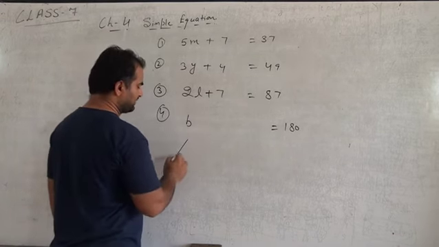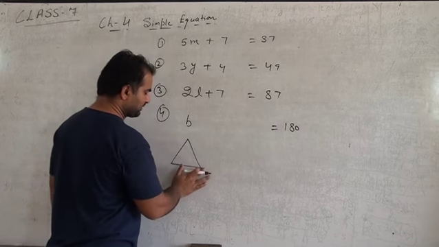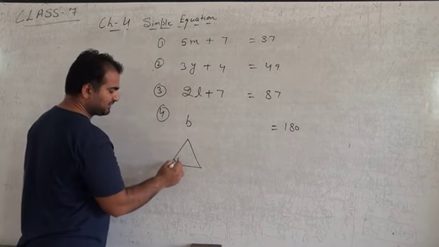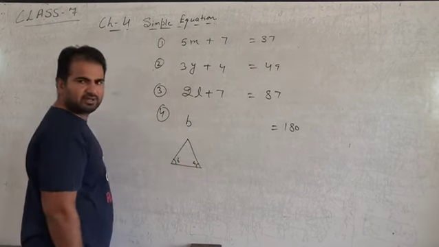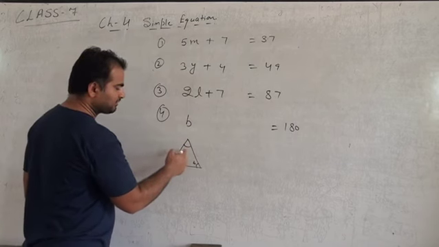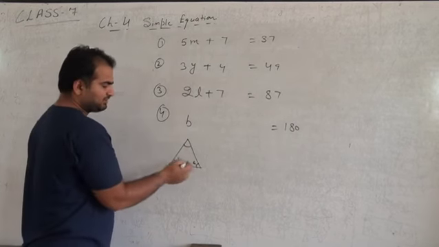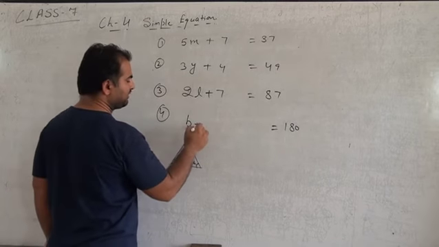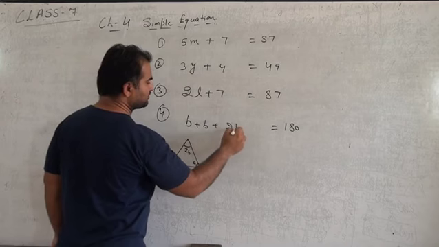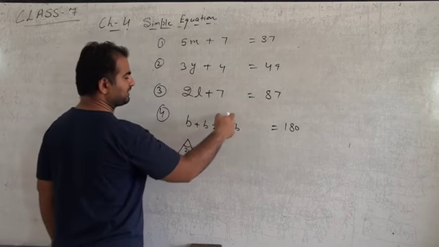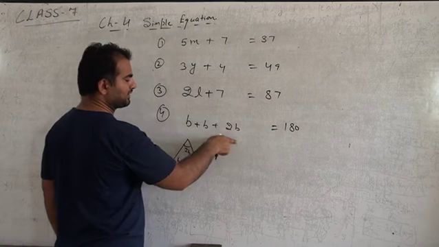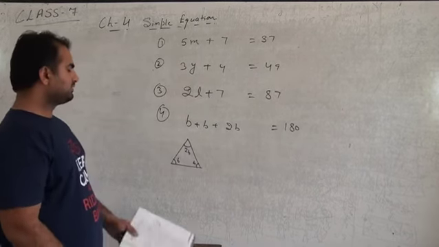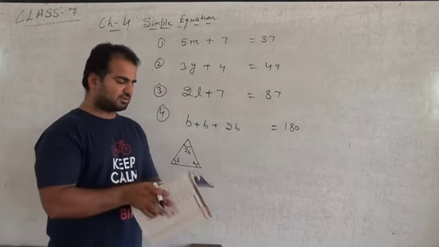So it was like this: these are both the base angles. Both base angles are of B degrees. The vertex angle is double each base angle, so it will be 2b. So the equation will be b plus b plus 2b: first angle, second angle and third angle. The total of all 3 angles will be 180 degrees. So these are the four questions of question number 6.